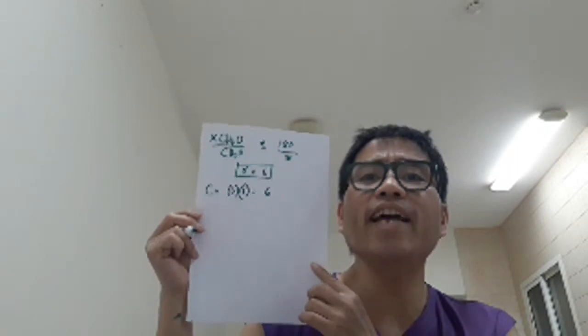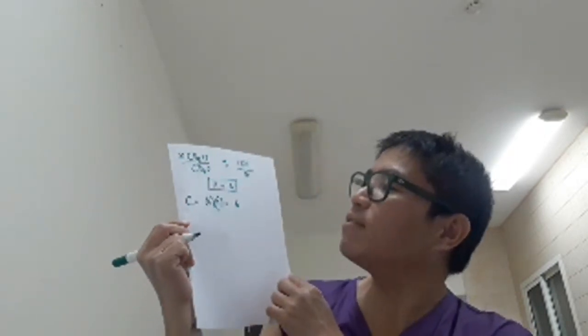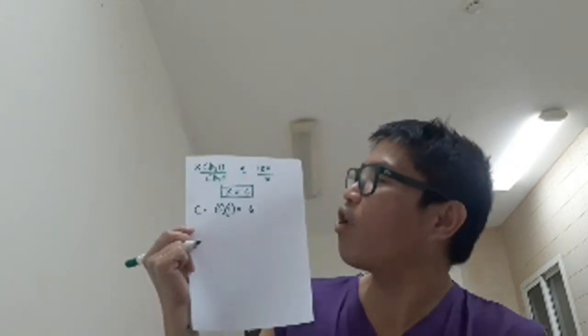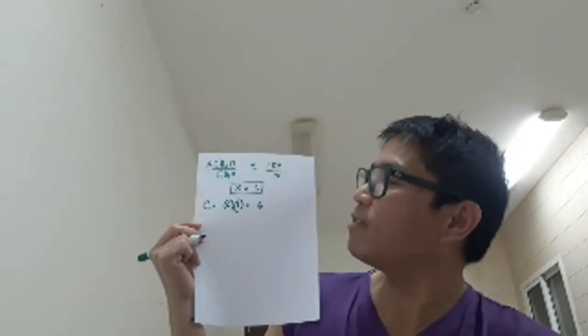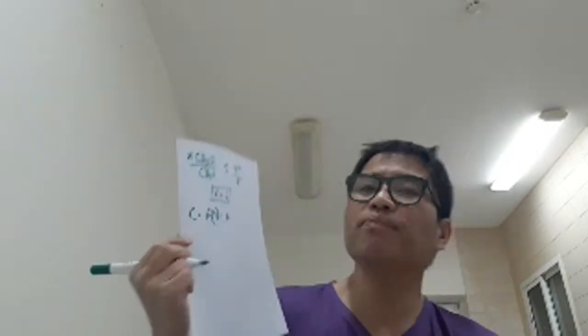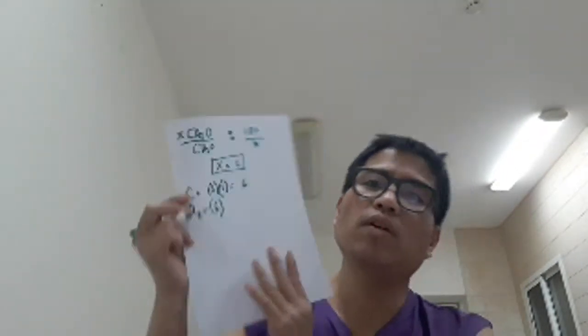Again, X times the coefficient and the subscript. Our coefficient is 6 and our subscript is 1. So we have the number of atoms of carbon is 6. Like that. And then for the hydrogen gas, X is still beside the hydrogen gas. So 6 coefficient times the subscript 2 equals 12.